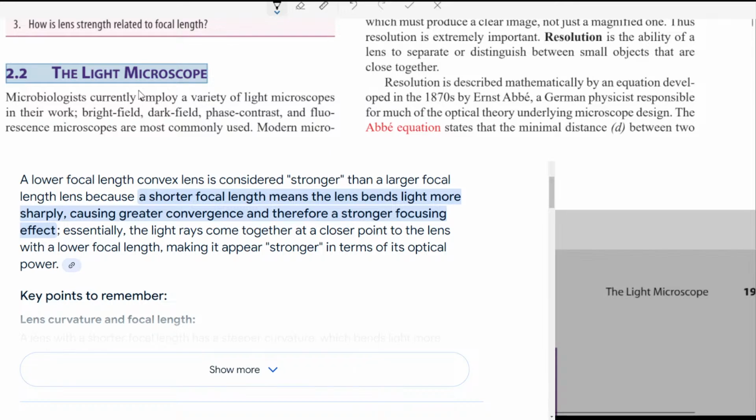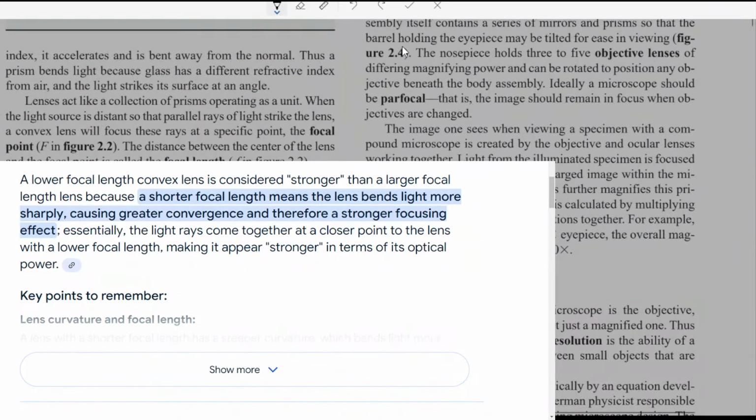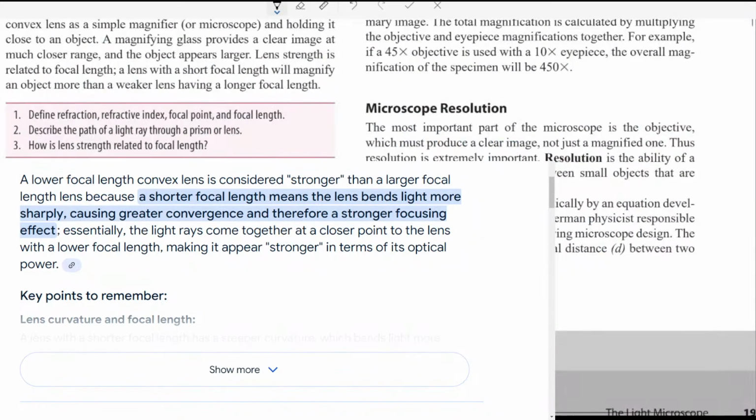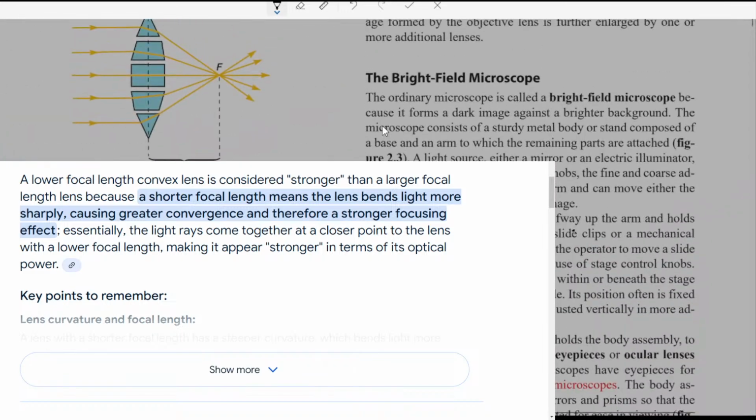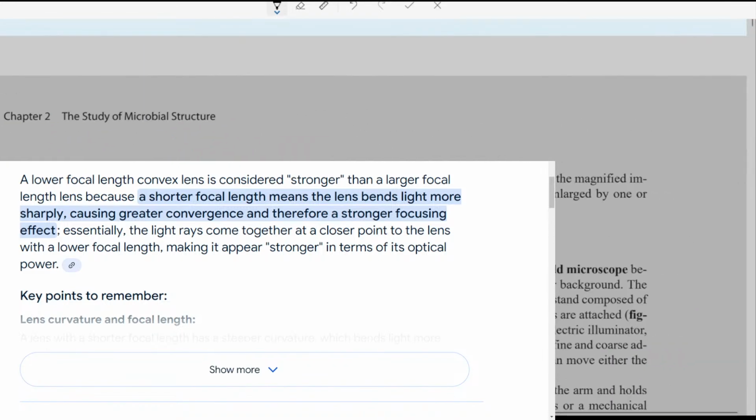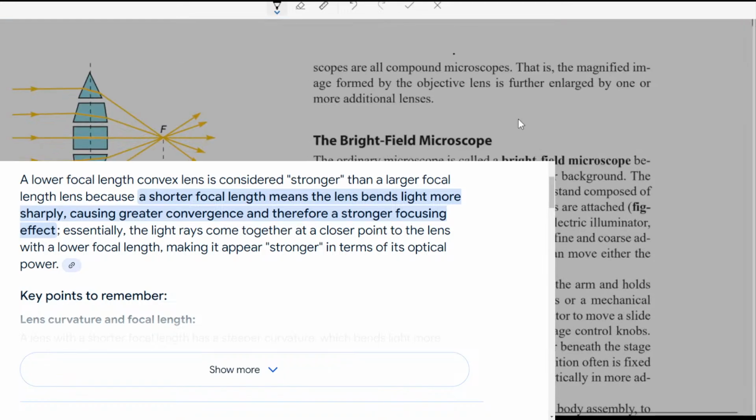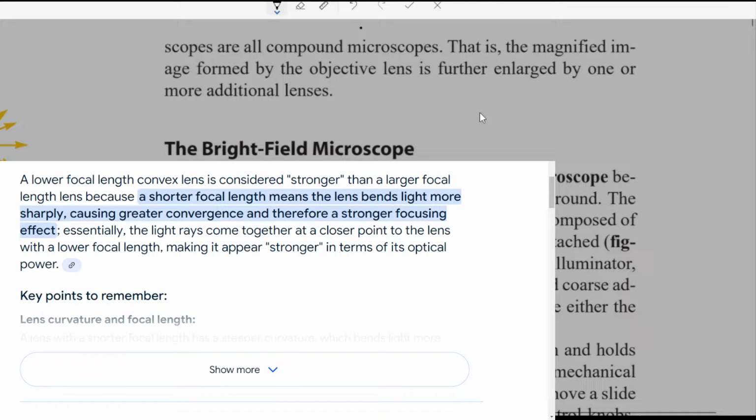Finally, we are going towards the light microscope. Microbiologists currently employ a variety of light microscopes in their work. Bright field, dark field, phase contrast, and fluorescence microscopes are most commonly used. Modern microscopes are all compound microscopes, that is, the magnified image formed by the objective lens is further enlarged by one or more additional lenses.